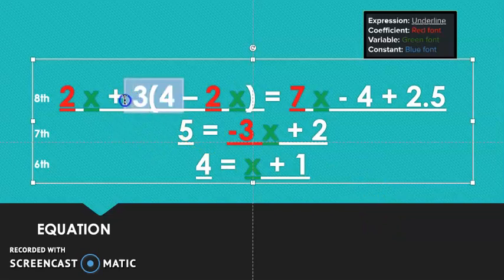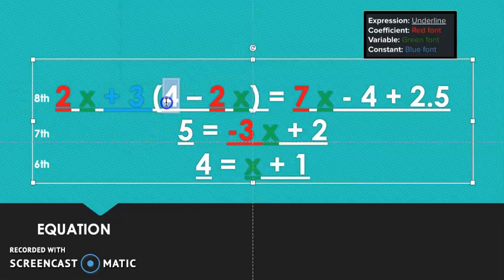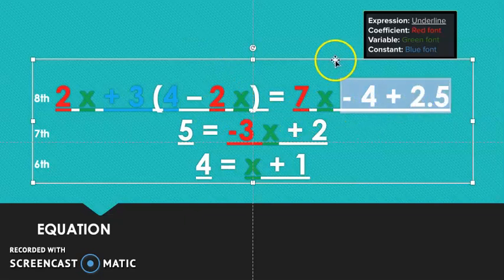For instance, you have a 3 here. We could really say a positive 3. So let's highlight that blue. There's a positive 4. Over here you have a negative 4 and a positive 2.5.